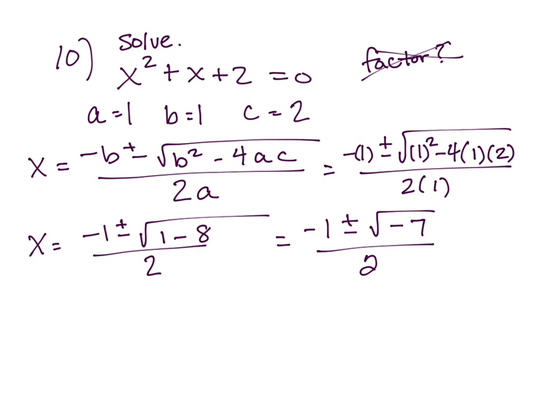Do you see the problem? No real calculations. Imaginary. Non-real number. Why is it imaginary? Because you can't square root a negative. So would it be i? Yeah, so our only option at this point is to simplify. X is going to equal negative 1 plus or minus i square root 7, over 2.